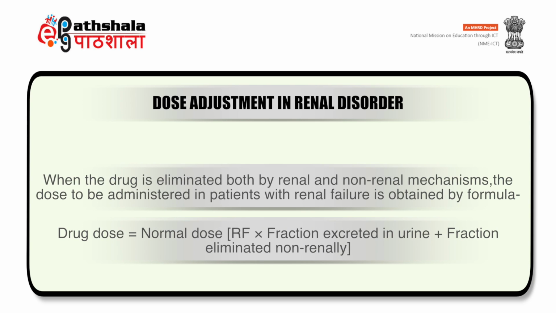When the drug is eliminated both by renal and non-renal mechanisms, the dose to be administered in a patient with renal failure is obtained by the formula in which drug dose is equal to normal dose, and in square brackets, renal function is multiplied by fraction excreted in urine plus fraction eliminated non-renally.